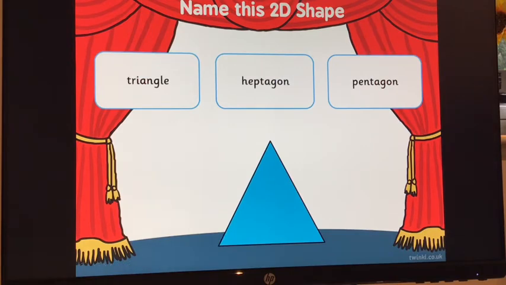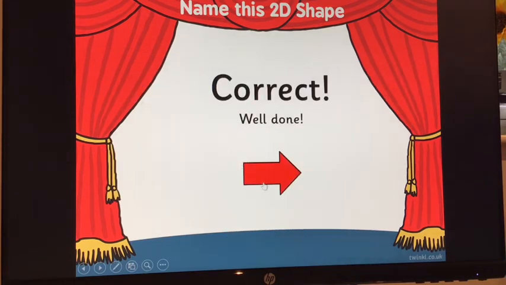Another easy one, triangle, heptagon, or pentagon. And again, this is about counting the sides. So tri means 3, tricycle, triceratops, triplets, so we can safely say this is a triangle.